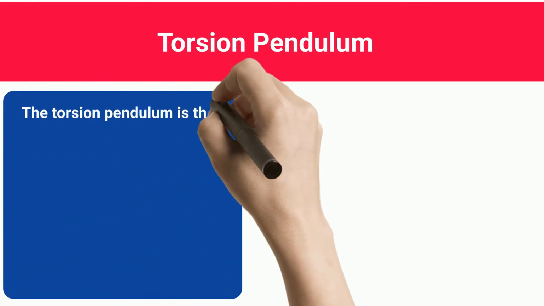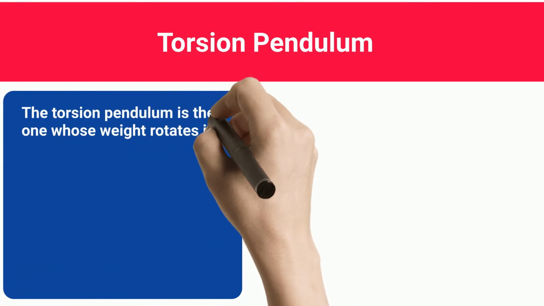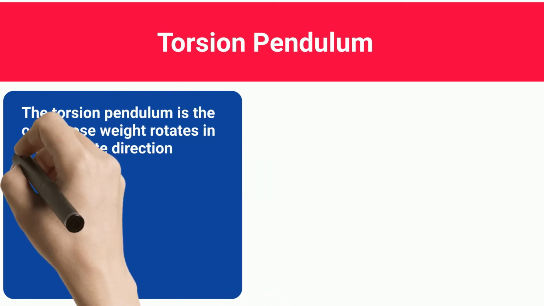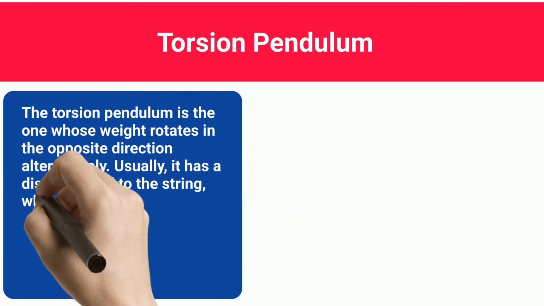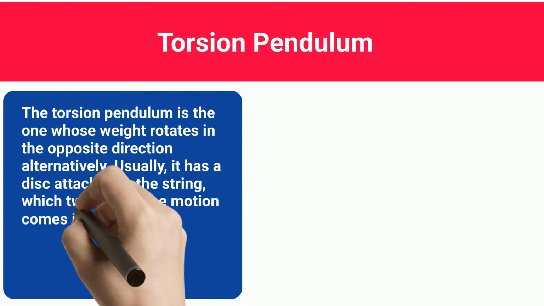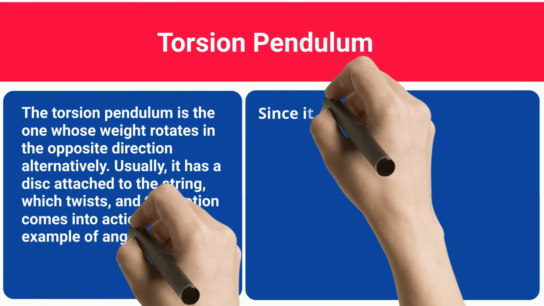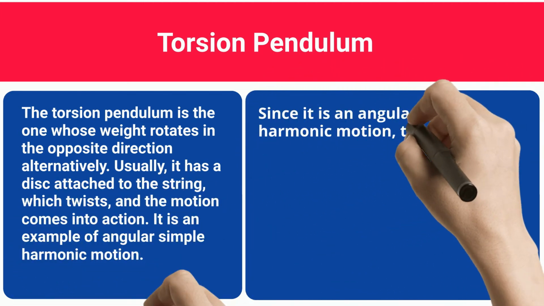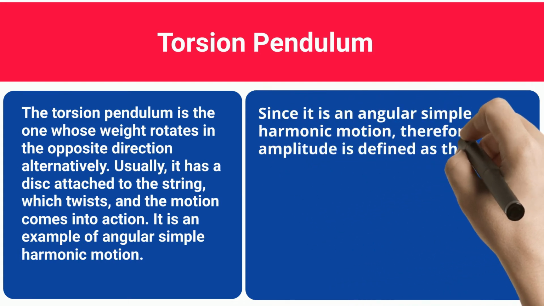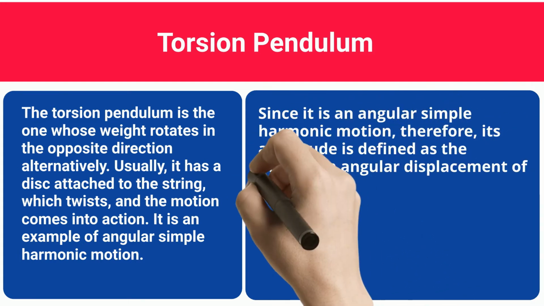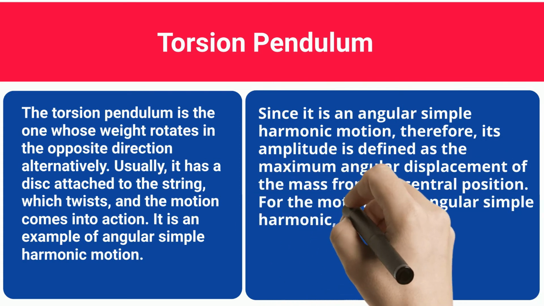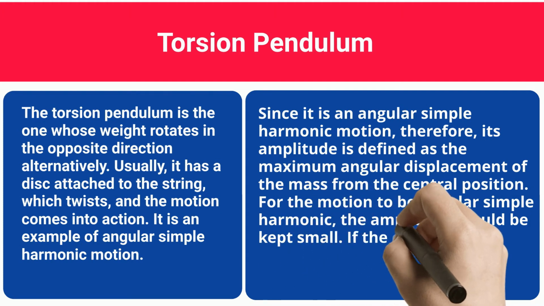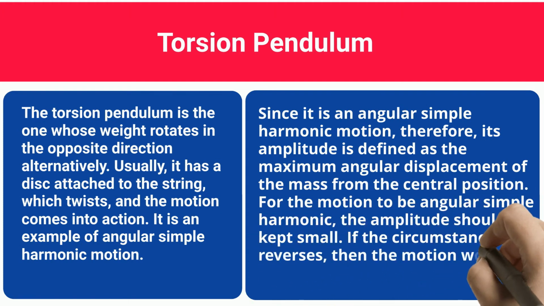Torsion pendulum. The torsion pendulum is one whose weight rotates in the opposite direction alternately. Usually, it has a disc attached to a string, which twists, and the motion comes into action. It is an example of angular simple harmonic motion. Since it is an angular simple harmonic motion, its amplitude is defined as the maximum angular displacement of the mass from the central position. For the motion to be angular simple harmonic, the amplitude should be kept small. If the circumstance reverses, then the motion would no longer be simple harmonic.